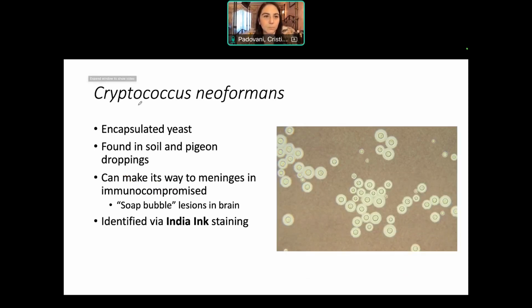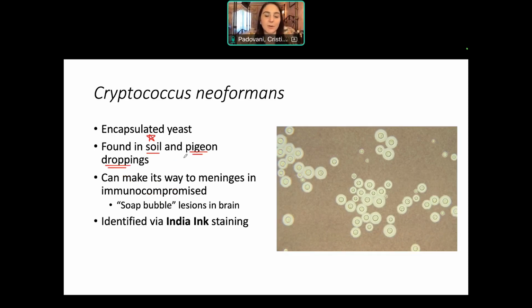Okay. All right, and then the last organism I'm talking about today is your Cryptococcus neoformans. Cryptococcus neoformans is an encapsulated yeast, so it does have a capsule. This is found in soil as well as pigeon droppings. Now, normally, I think people know that crypto's in pigeons, so they don't really talk about that anymore. They'll mention it with soil.